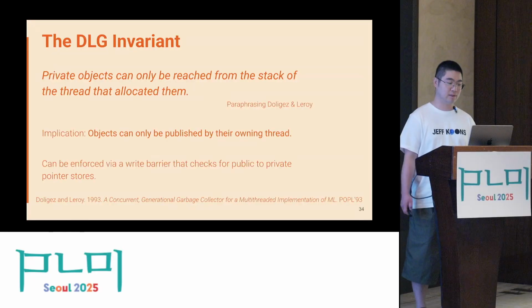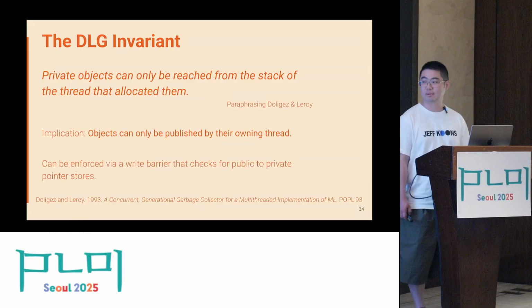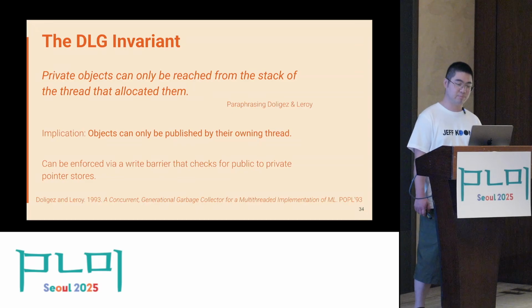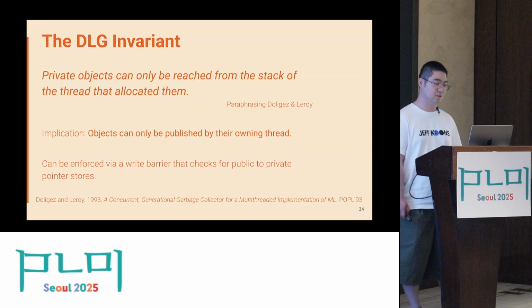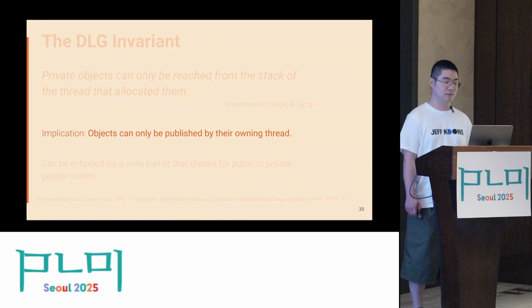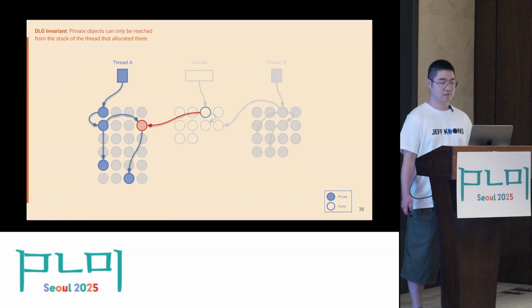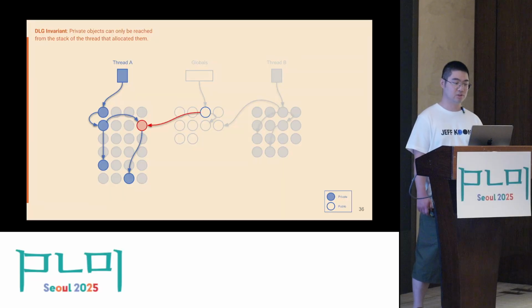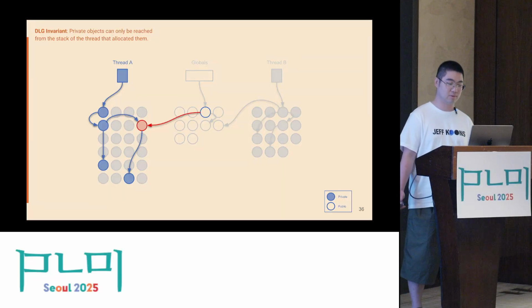This invariant can be enforced by a write barrier that checks for public to private pointer stores. And this invariant has a very important implication. Objects can only be published by their owning thread, which means there won't be any race. So this is a high-level illustration of how to maintain a DLG invariant in the write barrier.